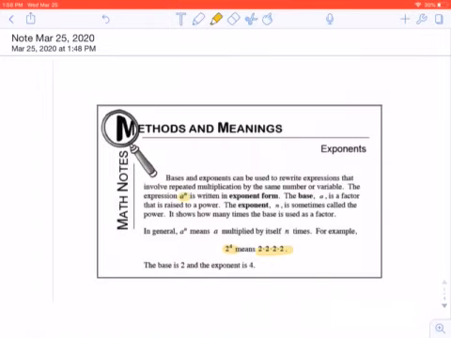So you should have downloaded this lesson so that you can fill it out as we go. So if you don't have this lesson, make sure you download it and put it in Notability.